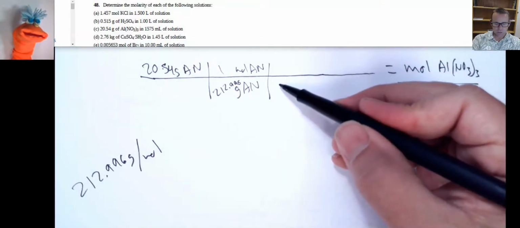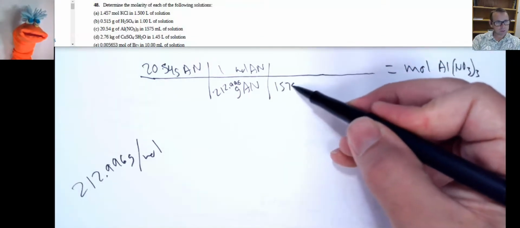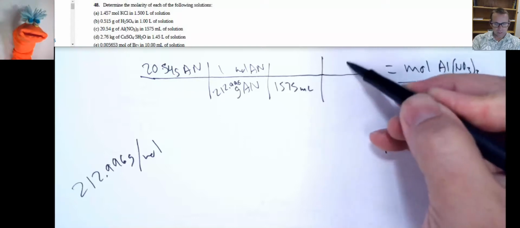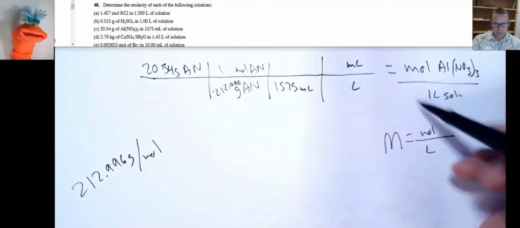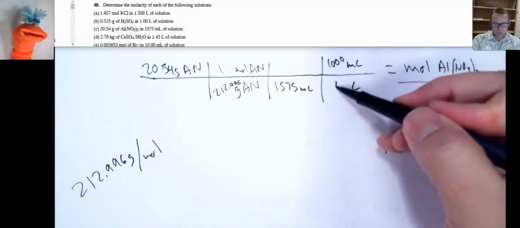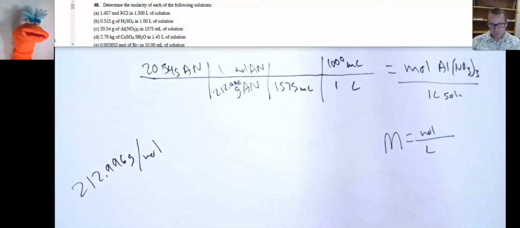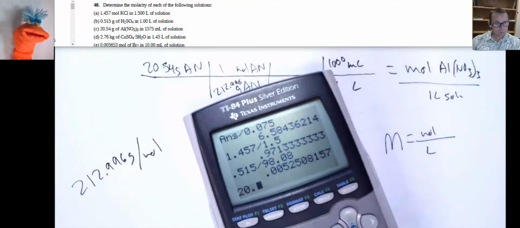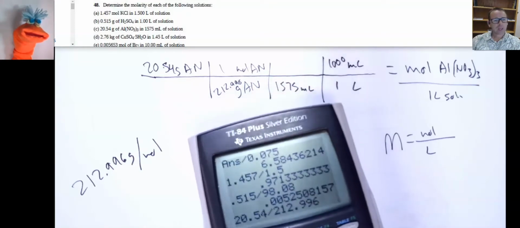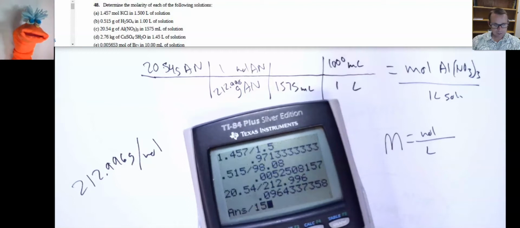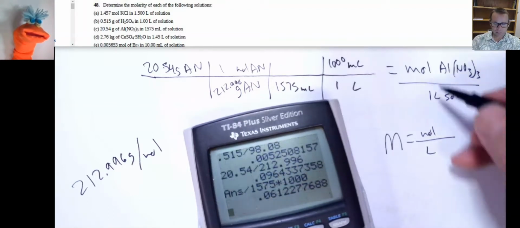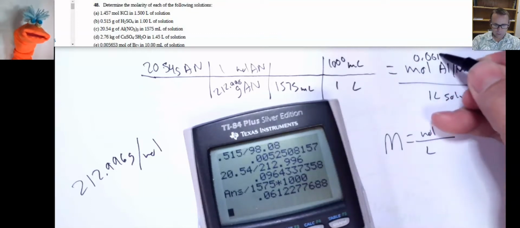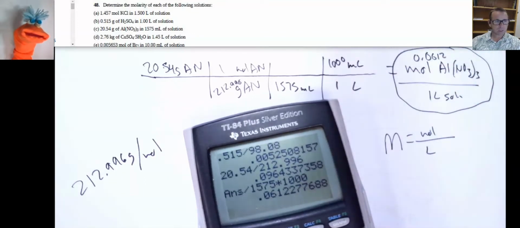But for those of you who are still struggling with that, we'll start with 1575 milliliters. And I can get rid of milliliters into liters. I want liters on the bottom. So I have 1,000 milliliters for every liter, like that. So 20.54 divided by 212.996 divided by 1575 times 1,000, and that's 0.0612 molar aluminum nitrate.